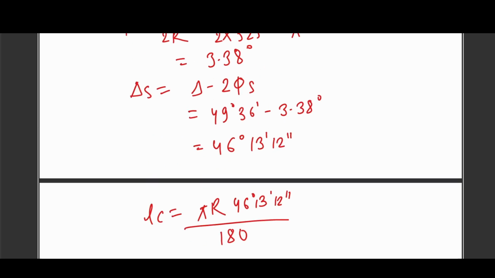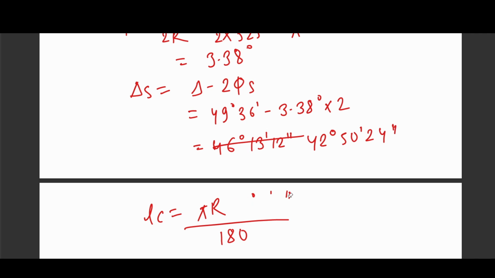No, this should be multiplied by 2. 49 degree 36 minutes minus 2 into 3.38. I'm sorry for that. So the value is not this. The value will be 42 degree 50 minute 24 second. So what will be the value? 42 degree 50 minute 24 second. So the value is 392.54.